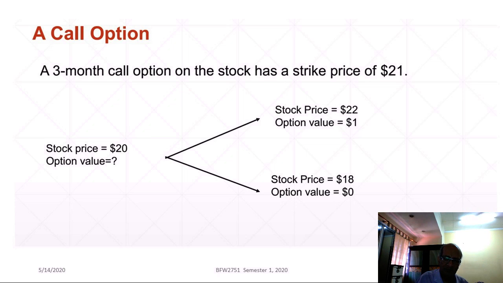If it goes down, the ST is 18. Minus K, it will give you a negative value, and you cannot have any negative value in a call option. The lowest it can go is 0. There's no value there. So for the call option, where ST is $22 and K is 21, the intrinsic value is $1 after 3 months. Now, once you calculate this, you have to discount it back to today. What is the value when it's $20? That is our function here.